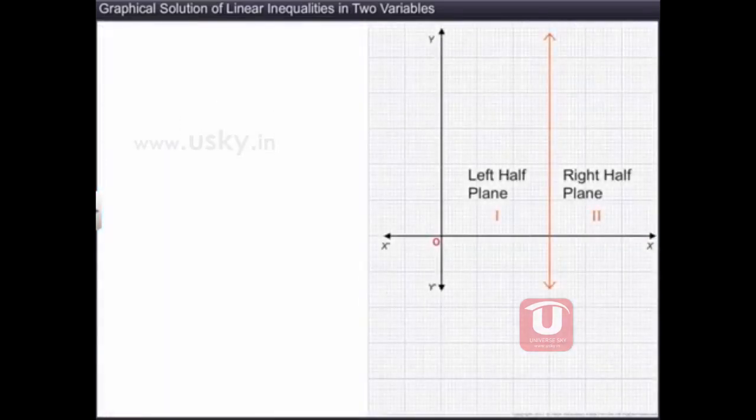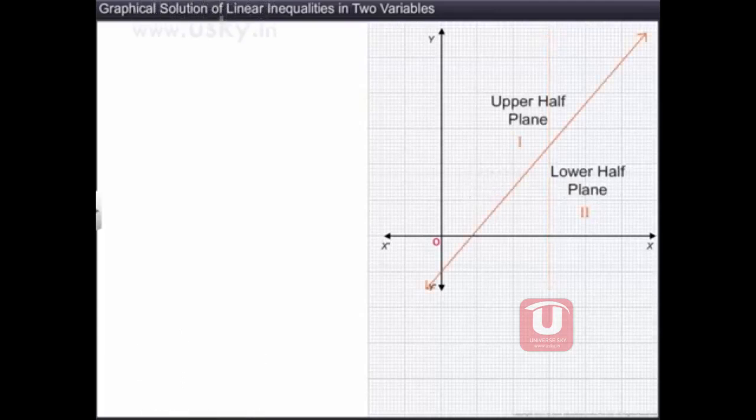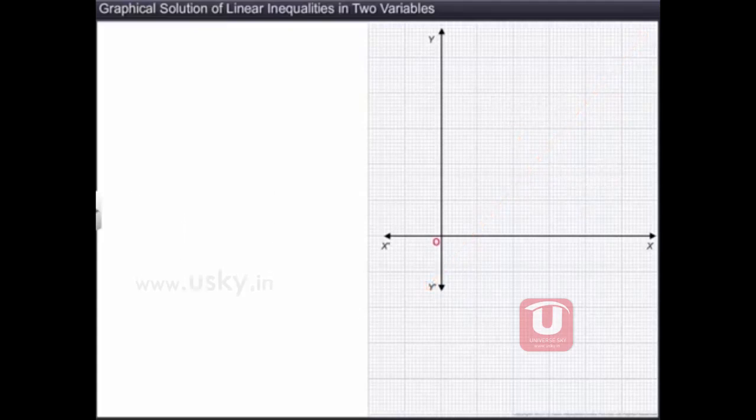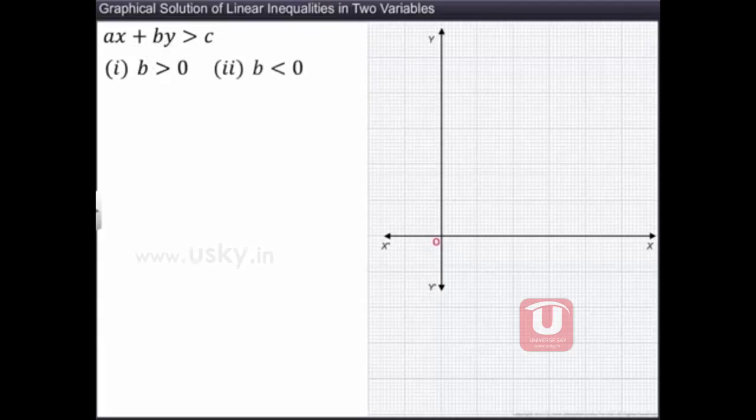So, as we have seen, a line divides the Cartesian plane into two parts. A vertical line divides the plane into left and right half planes. A non-vertical line will divide the plane into an upper half plane and a lower half plane. Let's consider the inequality ax plus by is greater than c. We will consider two cases. One, the value of b greater than 0, and the other, b less than 0. First, let's consider the case where b is greater than 0.